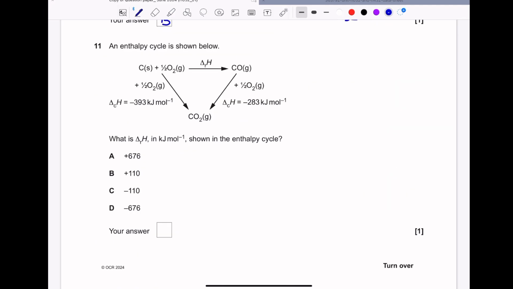So that's the answer. Question 11 is an enthalpy cycle is shown below. What is delta HR in kilojoules per mole shown in the enthalpy cycle? So enthalpy, or rather Hess cycle by definition, is enthalpy is independent of the route taken. So we could go this way and then up this way to find delta HR. So going with the arrow, we can keep the sign the same. That's -393. And then this one, because we're going against the arrow, we can change the negative into a positive sign. So it becomes plus +283. And that is equal to -110. So the answer looks to be C. A way you can double check your answer is by adding all of the values together. If you get 0, that means that it was correct.